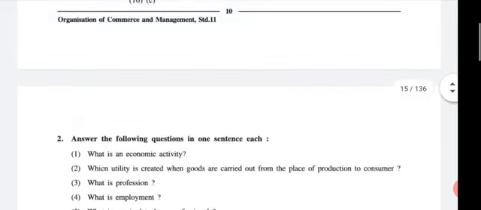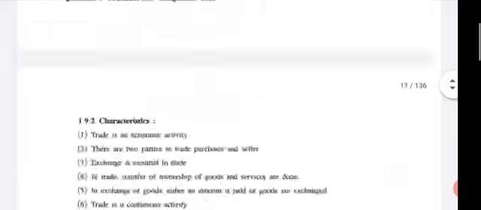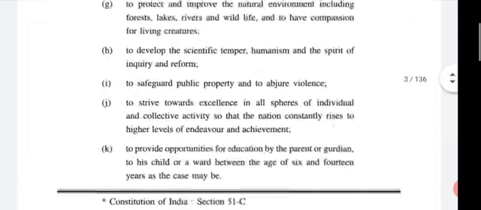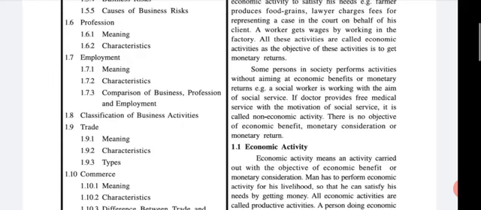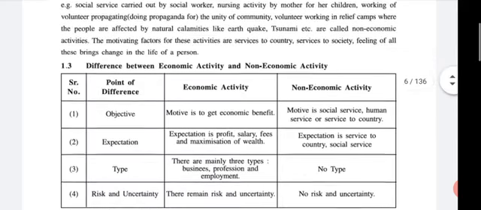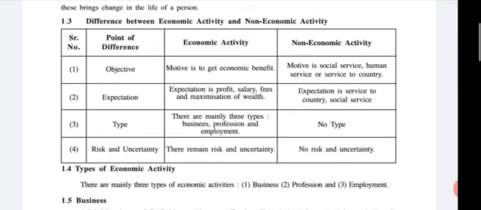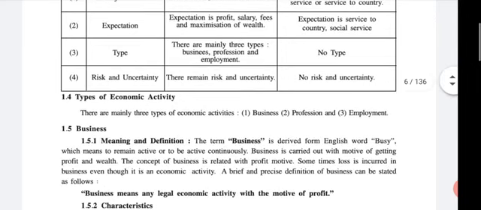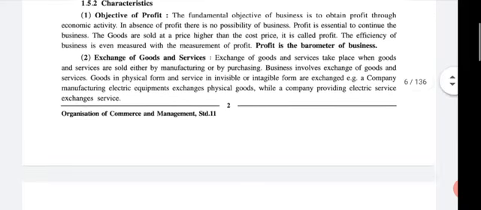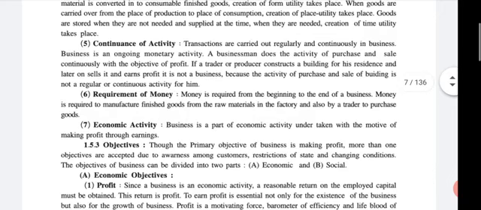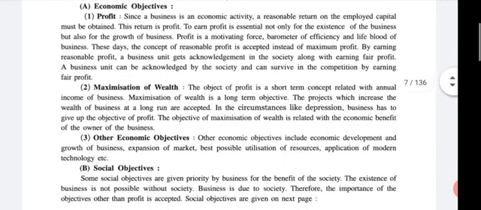Now we are moving to the topic related to head points, how to write head points in your head points book. So see students, you start from economic activity. First you write the definition of economic activity, then non-economic activity, then points of difference between economic and non-economic, then only the names of the types: business, profession and employment, then the definition of business, then head points of characteristics only, then business objectives head points, then business risk head points.